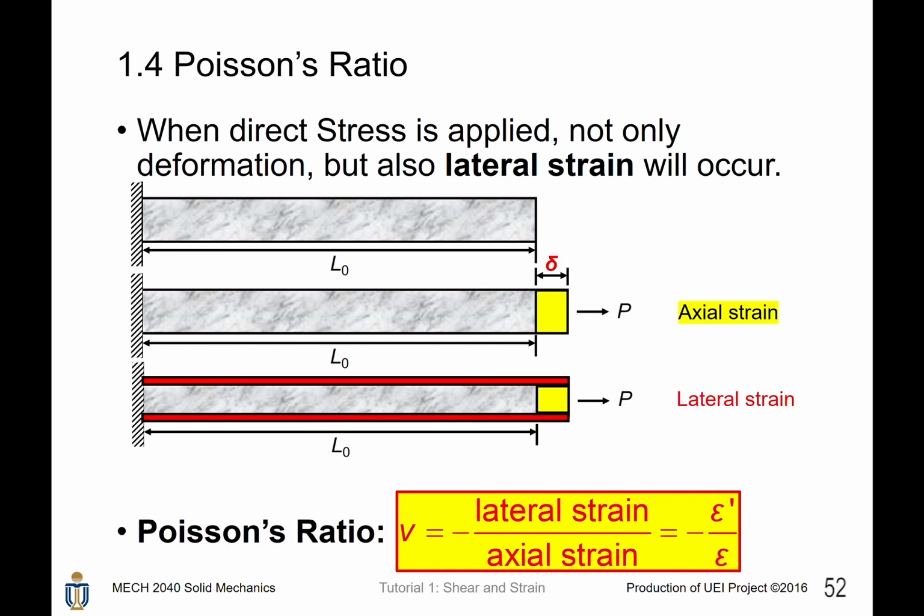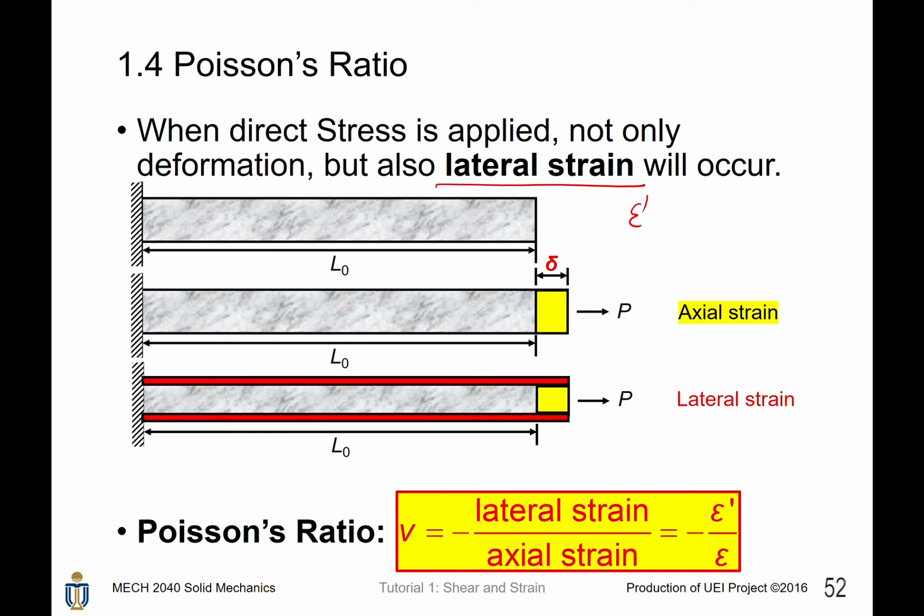Next, I'm going to introduce you to Poisson's ratio. When a direct stress is applied, the material will be elongated or shortened. However, as we know, we have conservation of mass. That means once a material is being stretched or shortened, there will be strain in the lateral direction, which is the lateral strain. We'll denote it as epsilon prime.